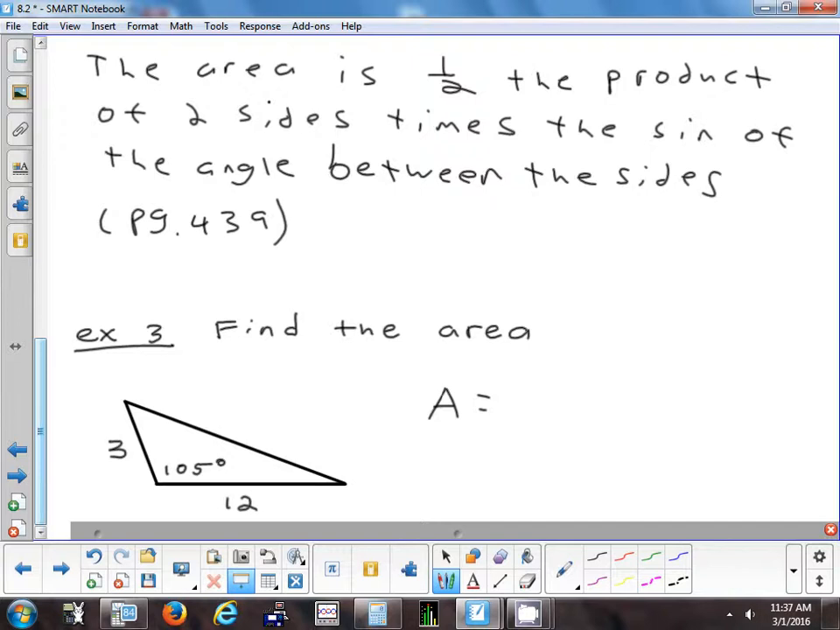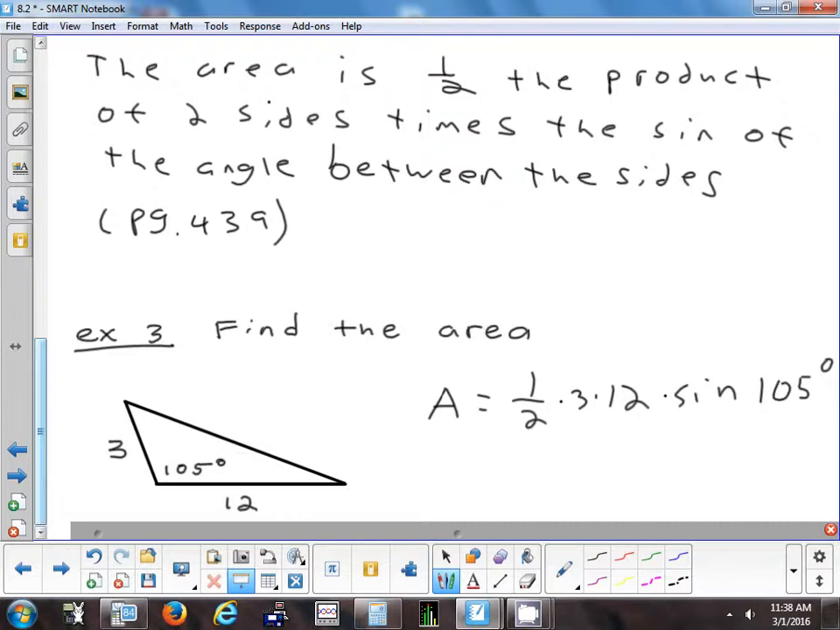That'd be 1/2. Yep, 1/2 the product of the two sides times the sine of the angle that's between the sides. And that's it. Now we just do that out. So half the product of the sides times the sine of the angle between them.